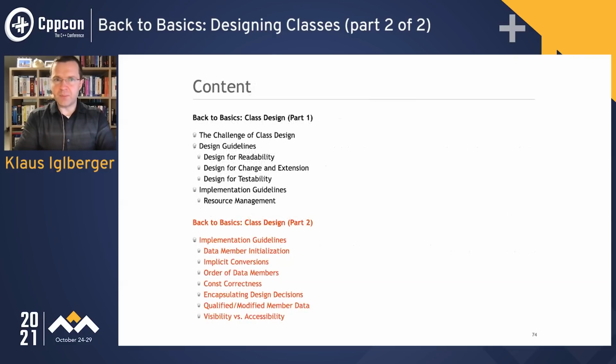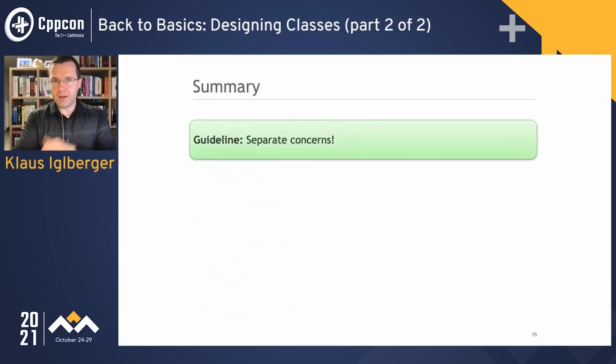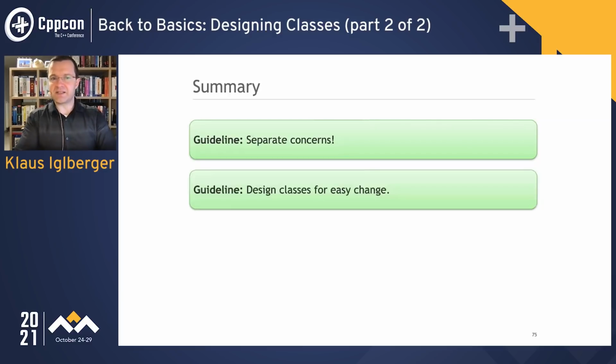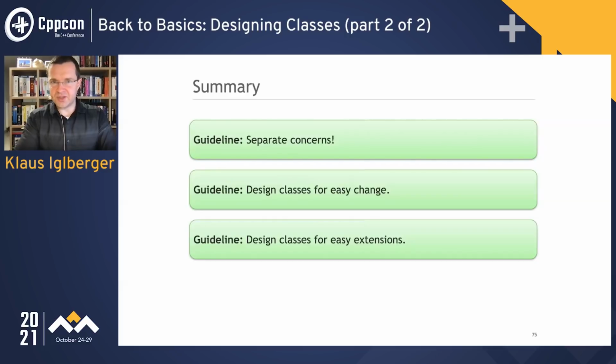The time is already up, but allow me to summarize the most important pieces of takeaway. Separate concerns. It always helps. It's one of the most important pieces of information that you can get. Please restrict the urge to put everything into one class. There should be many classes. Separate concerns, tested separately, implemented separately, changeable. So design classes for easy change and design classes for easy extensions.